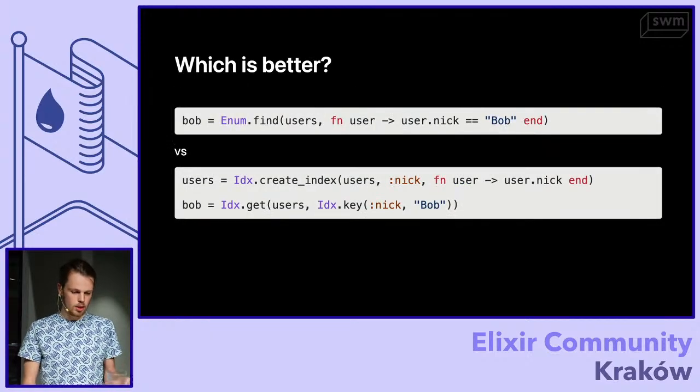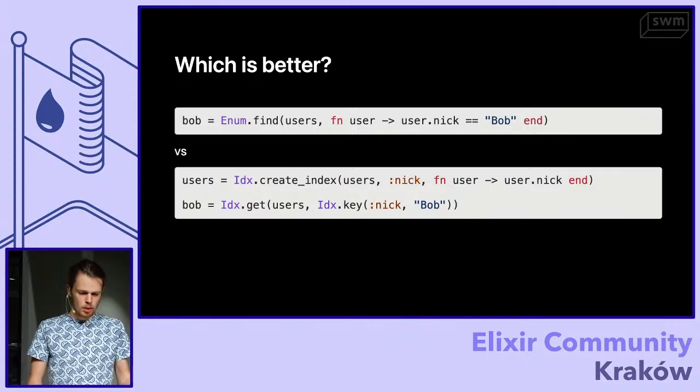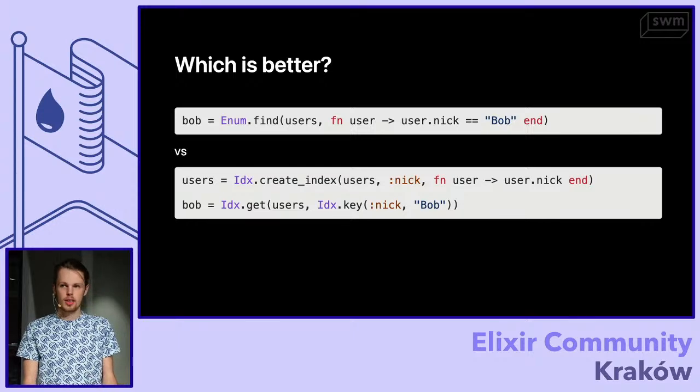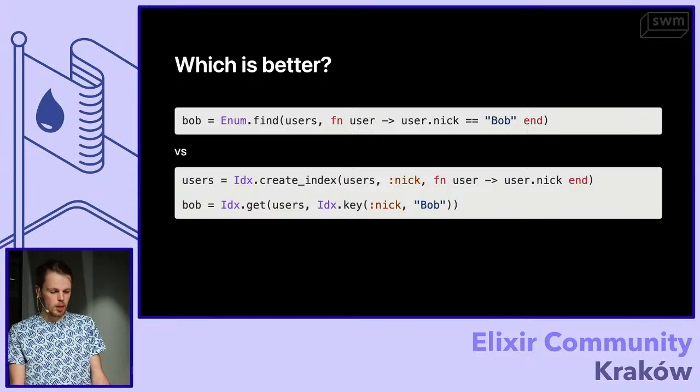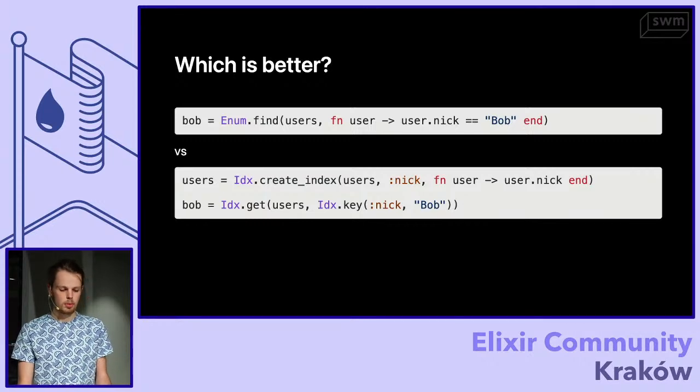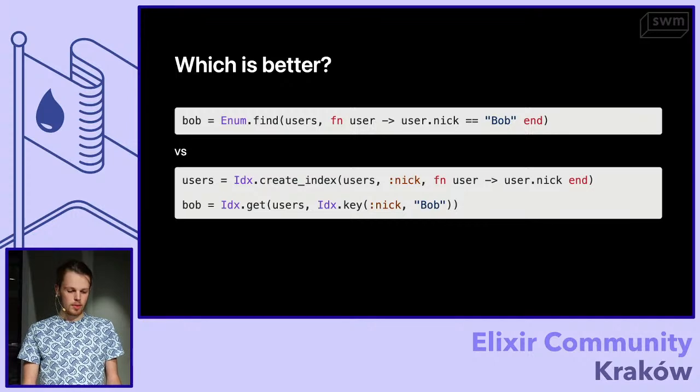So another question is, which approach is actually better? I said that Enum.find requires linear time to run, and by index we can access users in constant time. However, there is a trade-off, because managing indices, for example, when we update values, also takes time. The computational complexity remains the same, but if we update users more often than we access them by their nick, it may be more profitable and better in the end to use Enum.find.